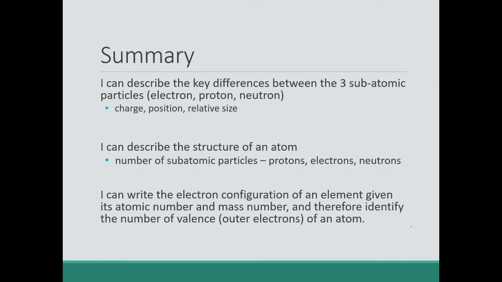So in summary, for this video, you need to be able to describe the key differences between the 3 subatomic particles. That means their charge, where they are in the nucleus, and their relative size. Also to be able to work out the number of subatomic particles, that's the protons, electrons, neutrons, from the data in the periodic table, that's the atomic number and the mass number, and then be able to write the electron configuration, sometimes we call it the electron arrangement of an element, and identify the number of valence electrons or the outer electrons of an atom.